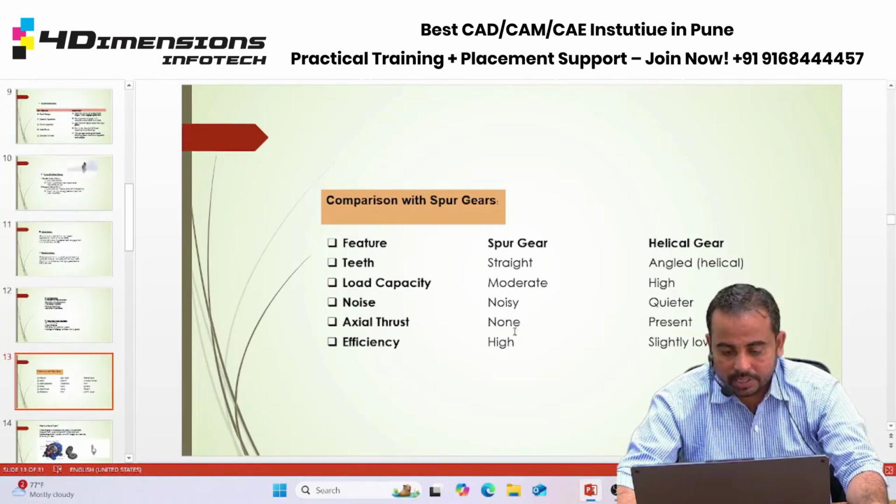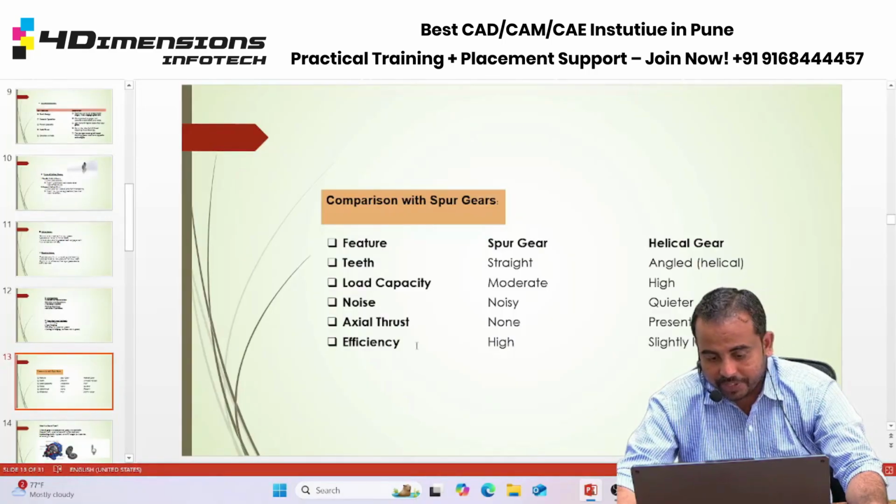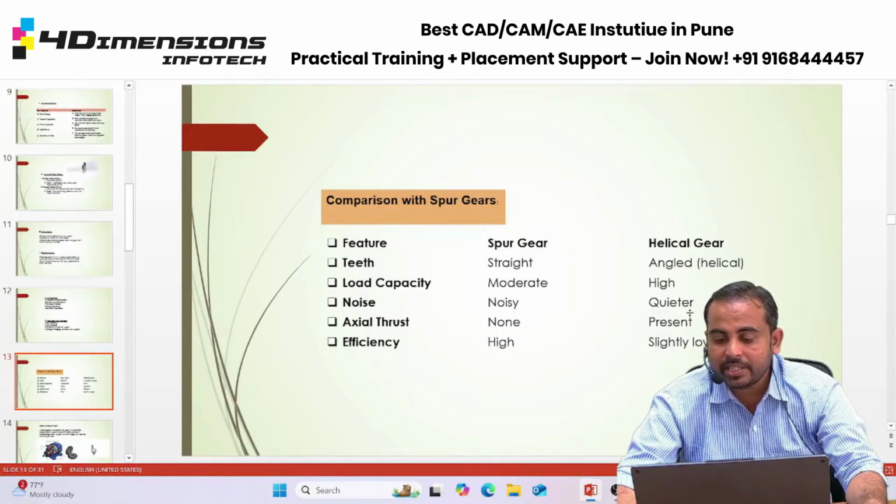Next point is axial thrust. Spur gear has no axial thrust, none. But in helical gear, it is a kind of disadvantage. It has axial thrust also, so special kinds of bearings are required here. We have seen in earlier points that special kinds of bearings are required for such axial thrust. Now talking about efficiency, spur gear has higher efficiency as compared to helical gear. It is lower on the helical side.